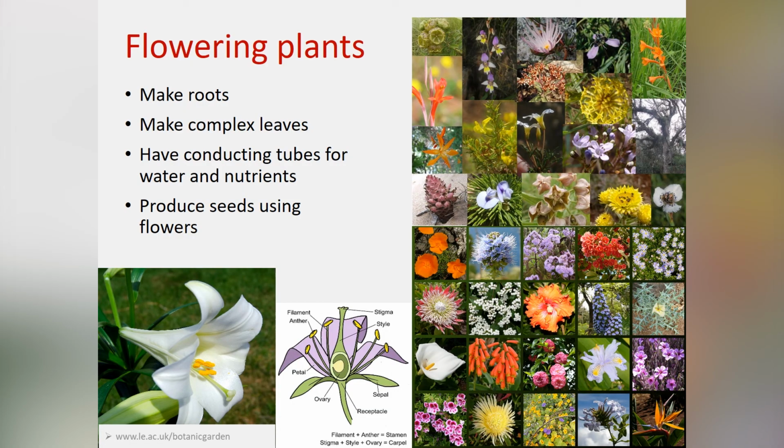Flowering plants have roots, conductive tissue, complex leaves, and produce seeds using flowers. The male pollen on the anther in flowers is released and connects with the female stigma. The pollen then grows a tube down the style to join with the ovary and a seed is formed. So far, 369,000 species of flowering plants have been identified.